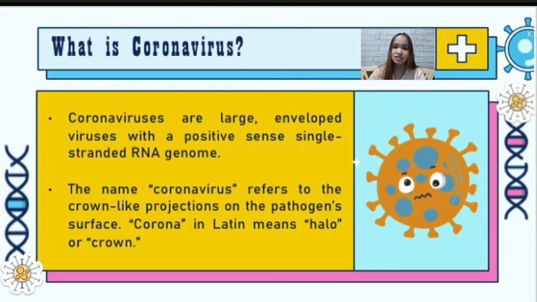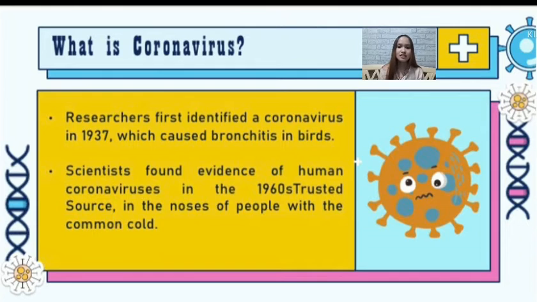So, what is coronavirus? Coronaviruses are large enveloped viruses with a positive-sense single-stranded RNA genome. The name coronavirus refers to the crown-like projections on the pathogen's surface. Corona in Latin means halo or crown. And then researchers first identified the coronavirus in 1937 when they found out that some birds have bronchitis.